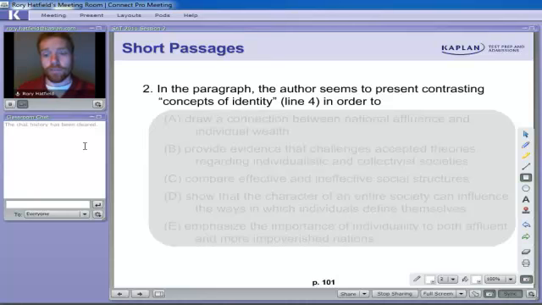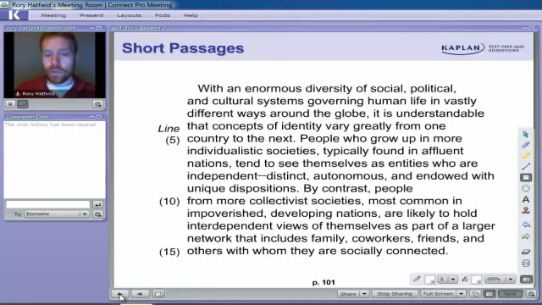One such example is approaching the short passage question number 2 right away in session 2. Consider that we're asked why the author presents contrasting concepts of identity in line 4. I urge you to read this question stem before you have students approach the passage. You want them to do the exact same thing on test day. So keeping that question in mind, let's look at page 101.